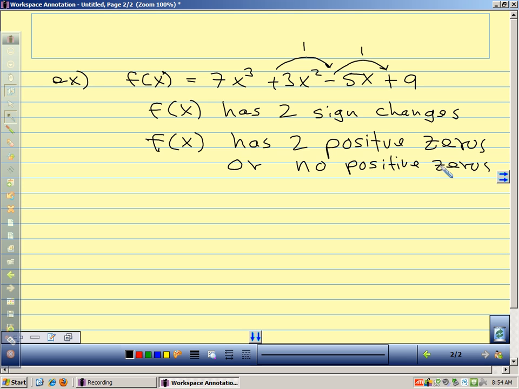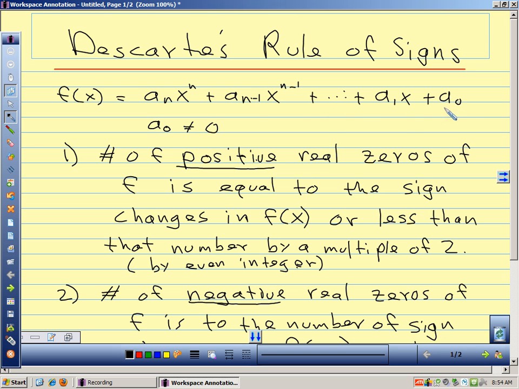Yes? What if you were to have something like negative x cubed and minus x? Would that be easy to find? Remember, Descartes' rule of signs says we have to have this constant term out here.